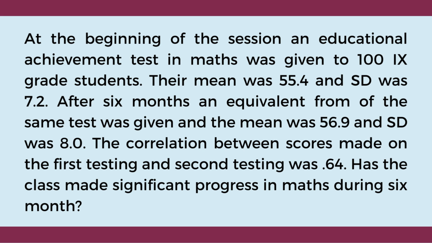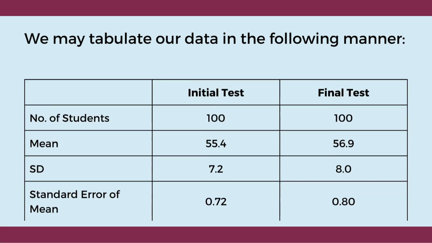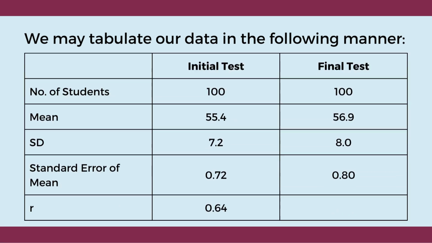The correlation between the scores made on the first testing and the second testing was like this. Has the class made significant progress in maths during the 6 months? We may tabulate our data in the following manner. Number of students is 100.